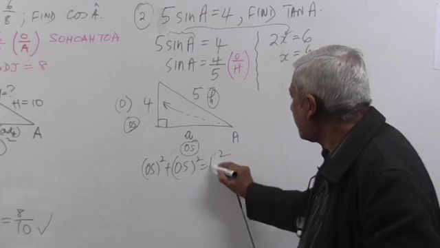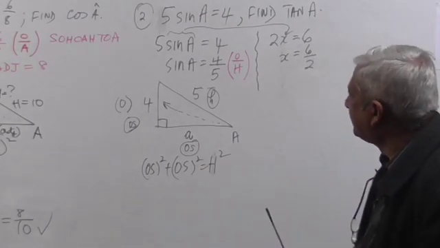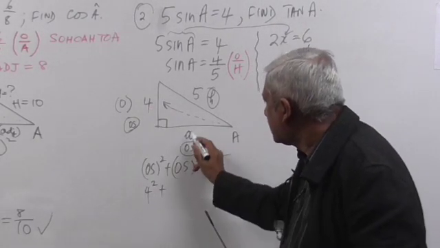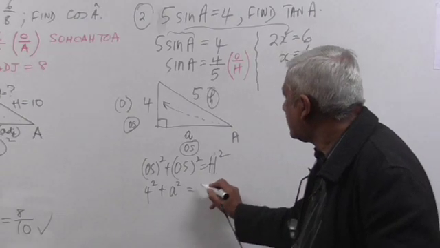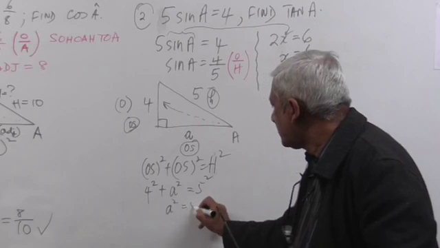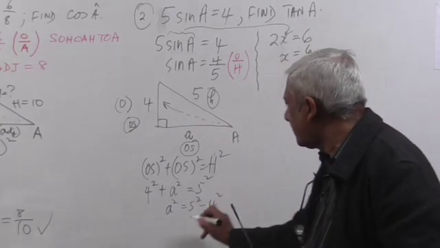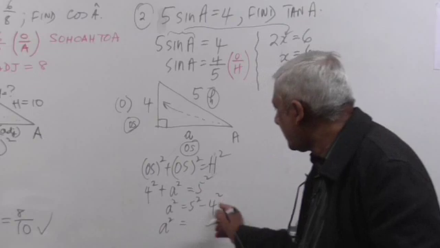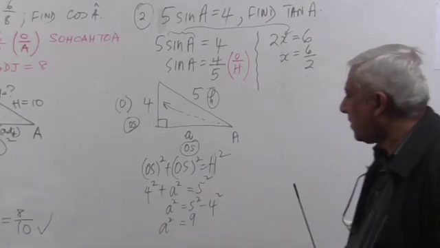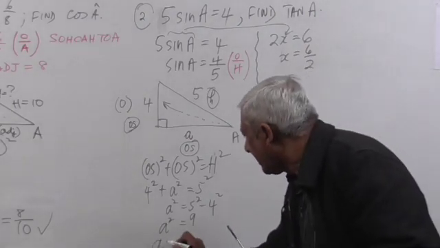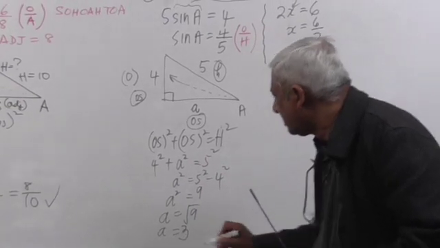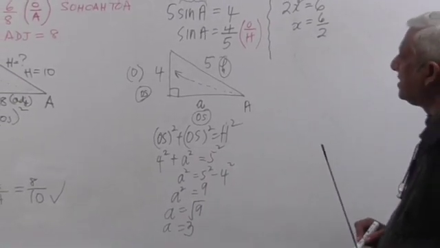Sometimes we can use capital letters, sometimes small letters, it doesn't matter. So the other side is 4 squared plus A squared is equal to 5 squared. A squared is equal to 5 squared minus 4 squared. You put that in the calculator, 5 squared minus 4 squared, you'll end up with 9. A squared is 9. Therefore, A is equal to square root of 9. A is equal to 3. So now we know A is 3.